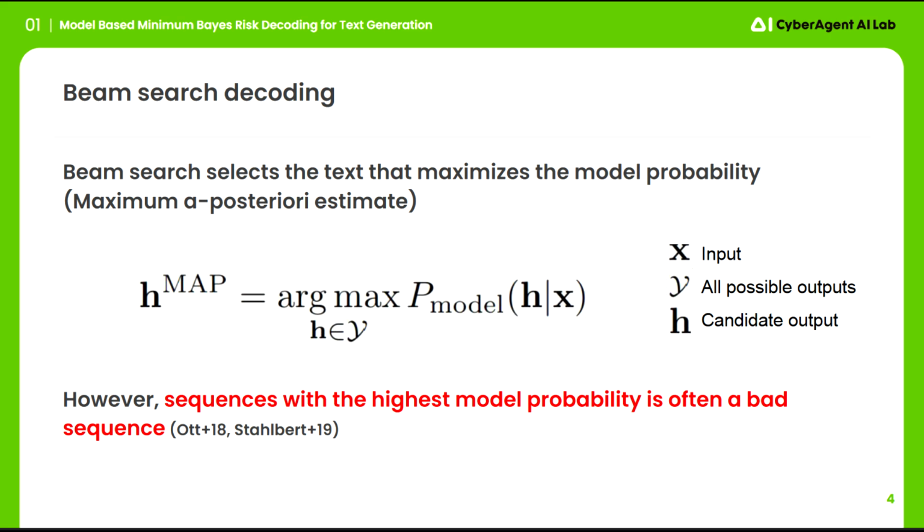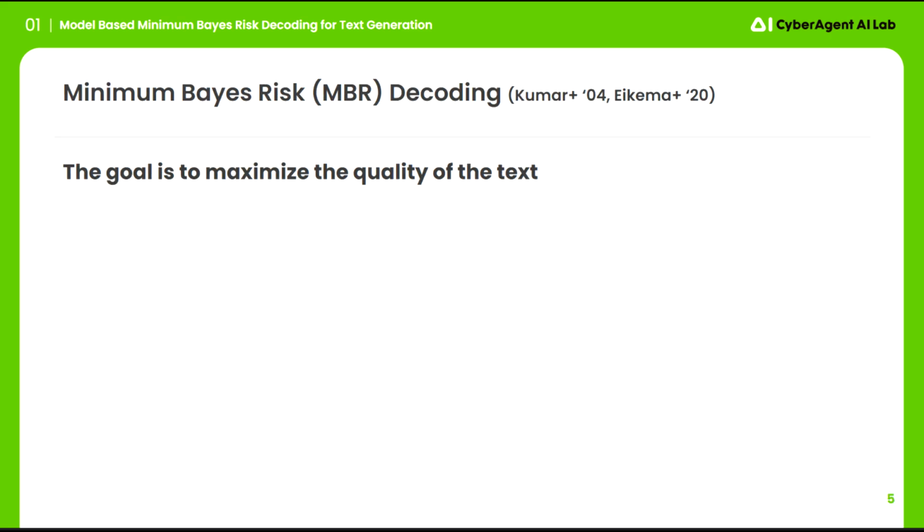However, several existing literature talk about its shortcomings. Sequences with the highest model probability are often bad sequences. For example, it can even be an empty sequence. This is a very interesting phenomenon. Beam search does work, but if you try to optimize too much on this P model, it fails. So that's why we want other kinds of objective functions we can maximize.